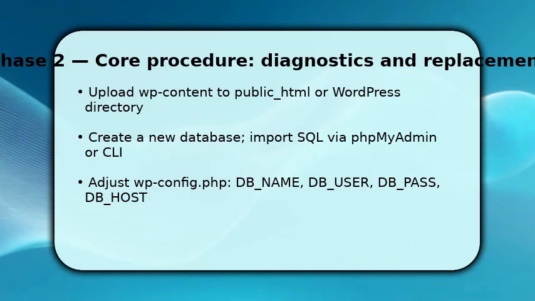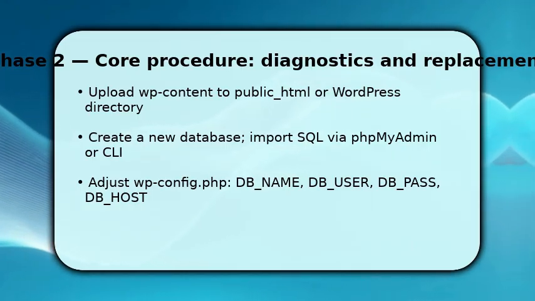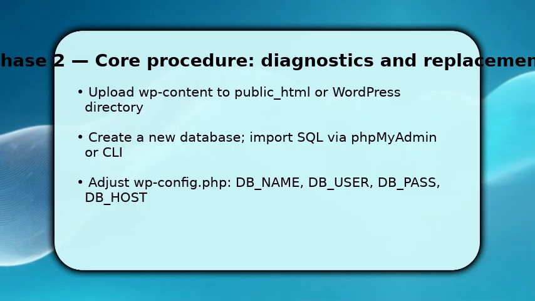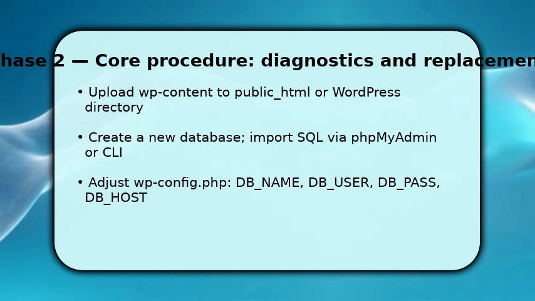Then create a new MySQL database and user, grant privileges, and import the SQL file through phpMyAdmin or the MySQL command line. This restores posts, pages, and settings. After the import, edit wp-config.php to match the new DB name, DB user, DB pass, and DB host. Once done, update table prefix.